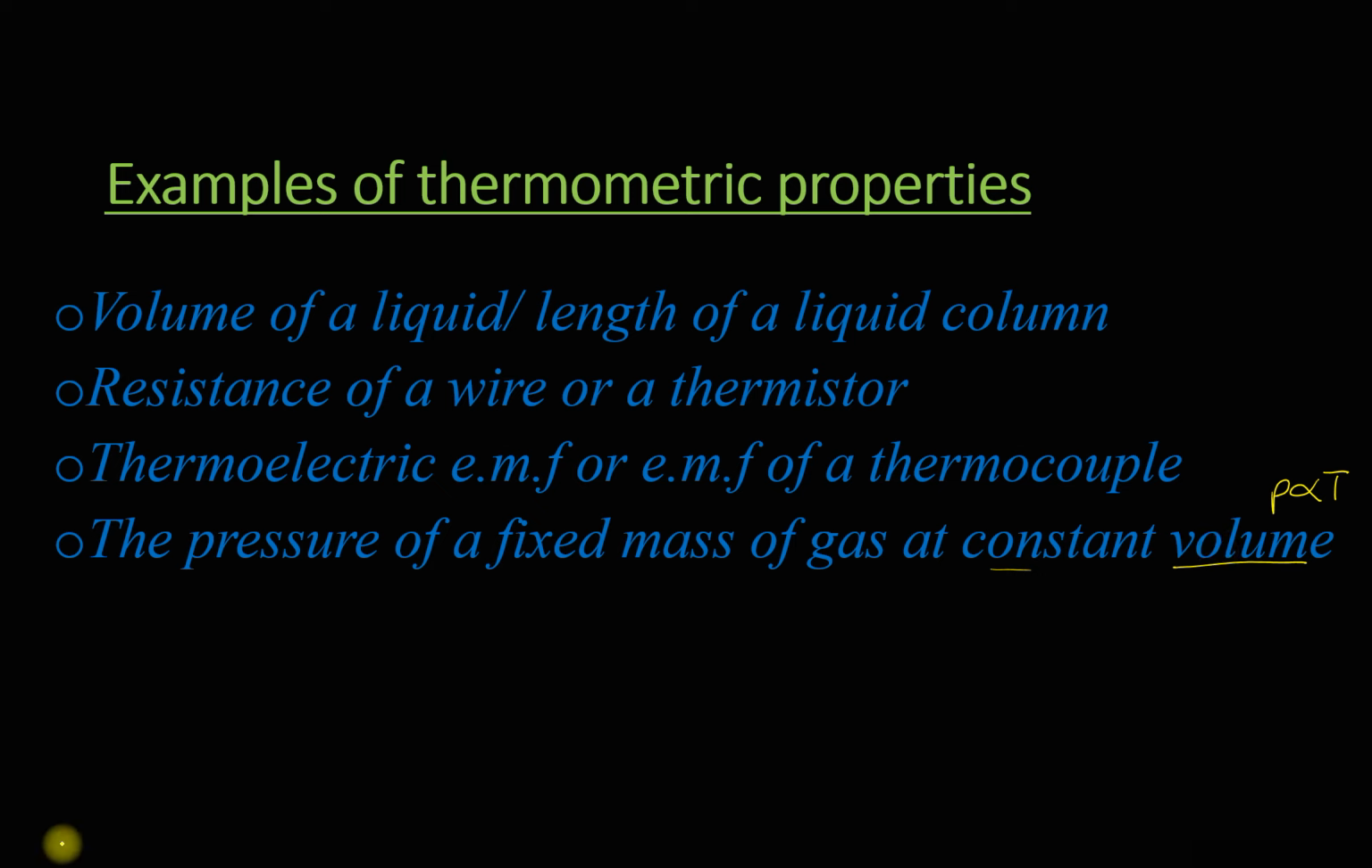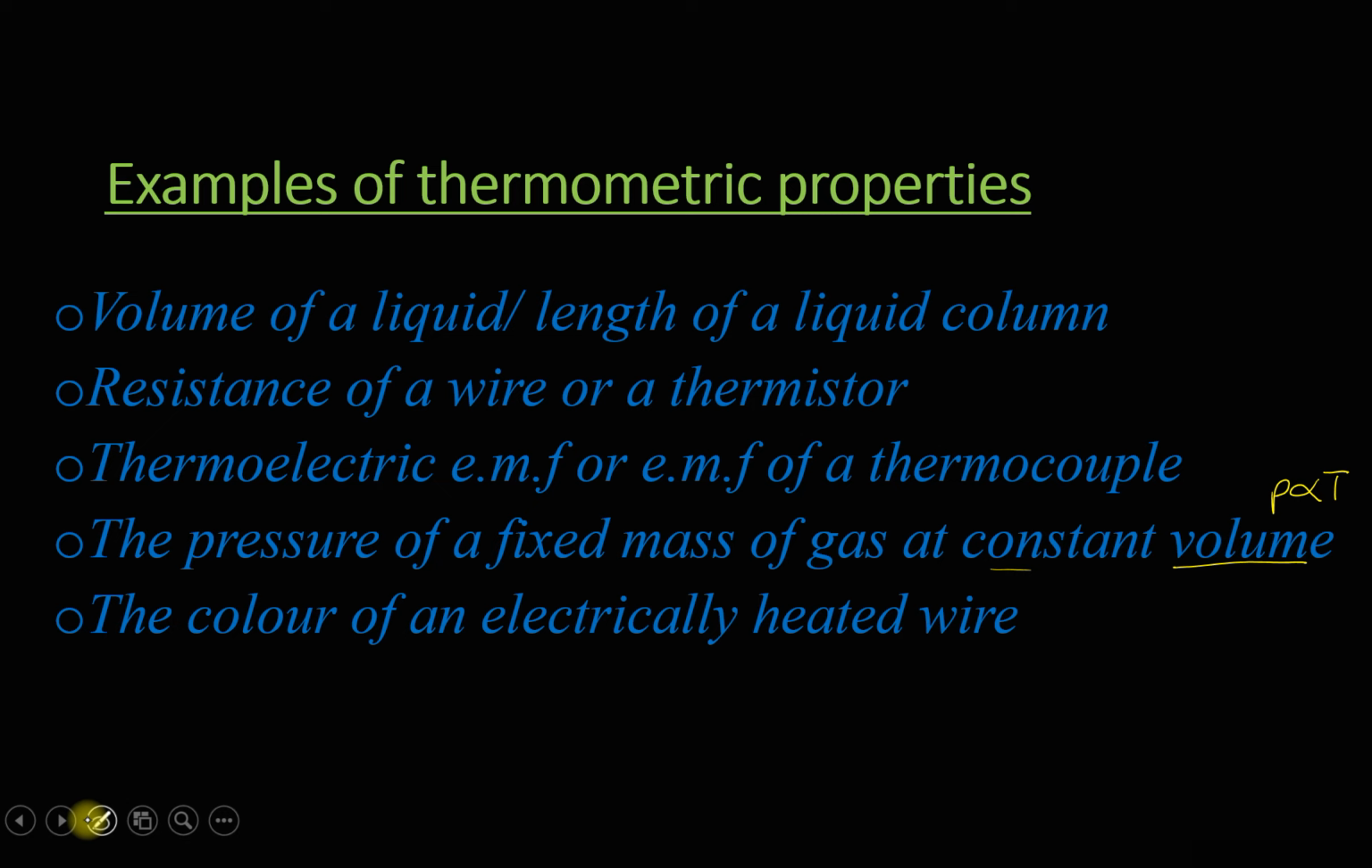We also have what we call the color of an electrically heated wire. When a wire is heated electrically, it starts changing colors. Of course, different colors correspond to different temperatures according to Wien's displacement law that you might have seen in cosmology and astrophysics. We know that wavelength is inversely proportional to the absolute temperature according to Wien's displacement law. And of course, different colors correspond to different temperatures. So it means the color of an electrically heated wire changes as the temperature changes. So we can use the color of an electrically heated wire as a thermometric property.